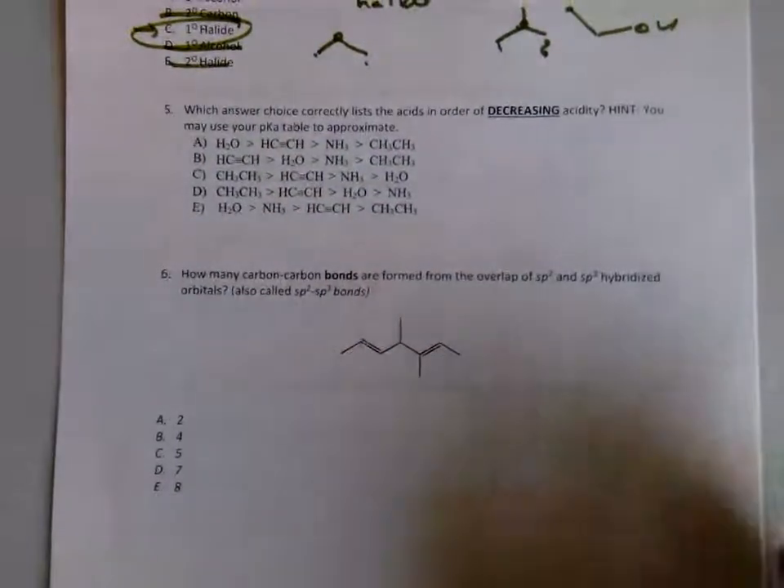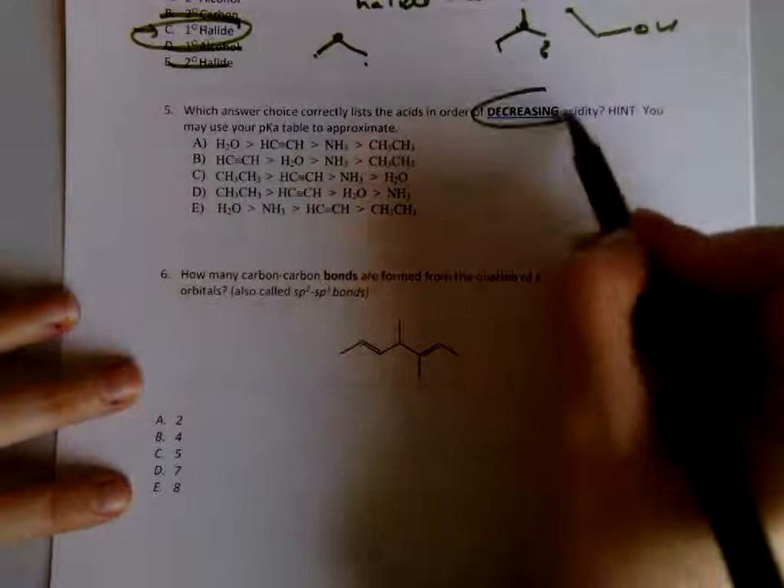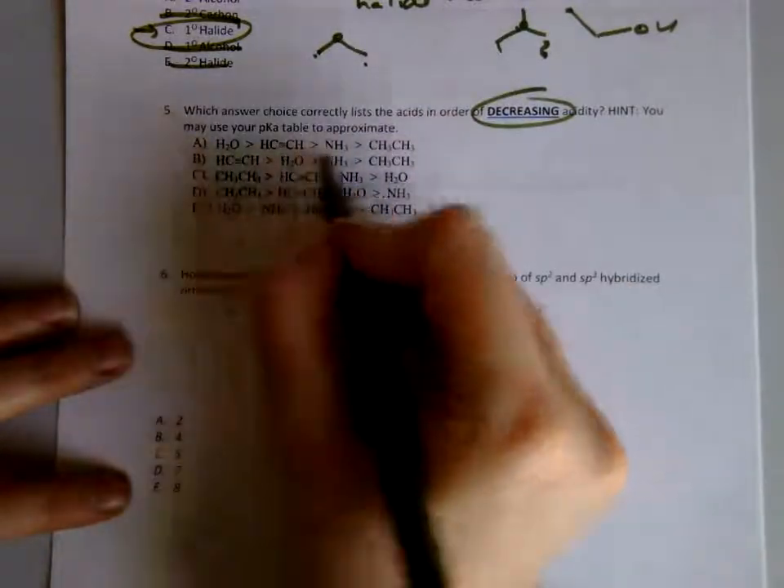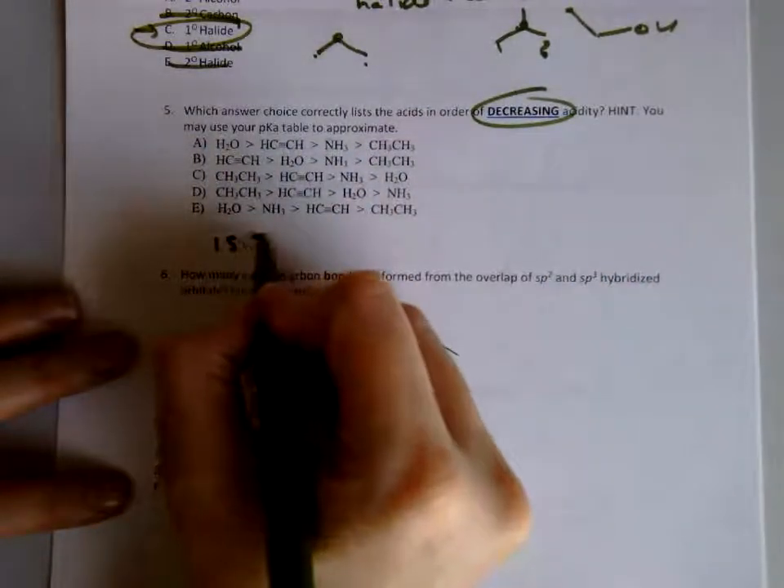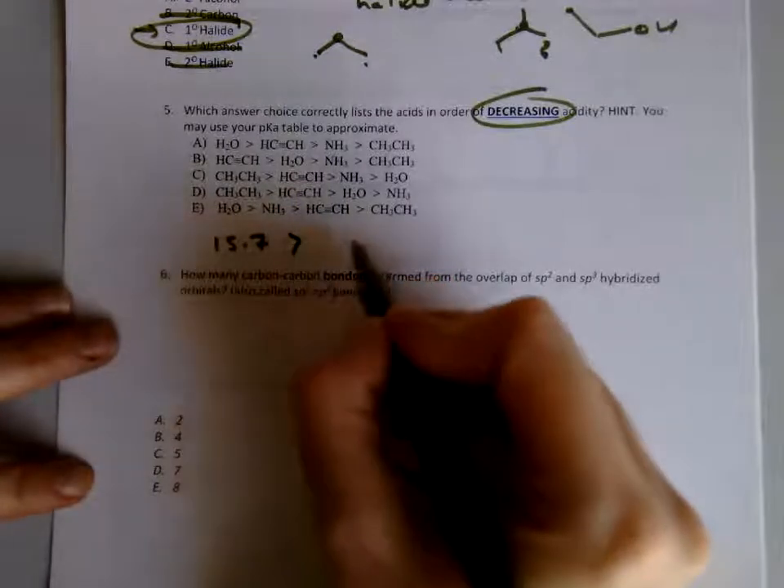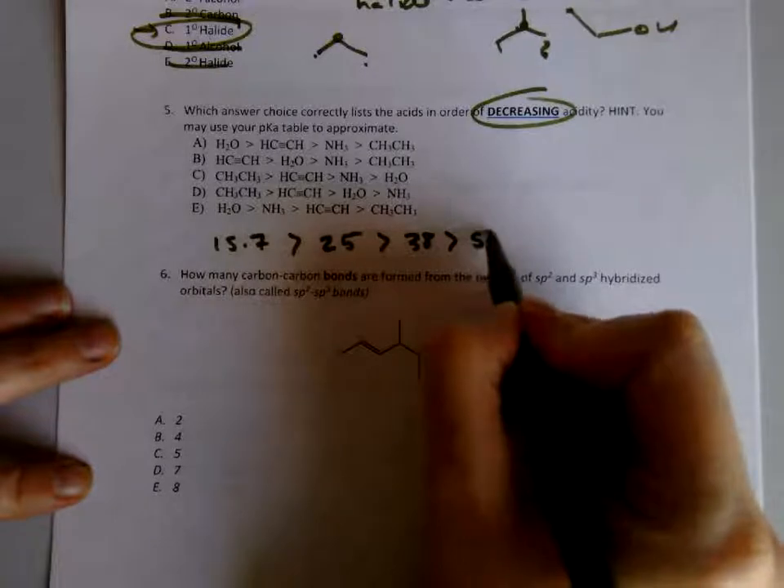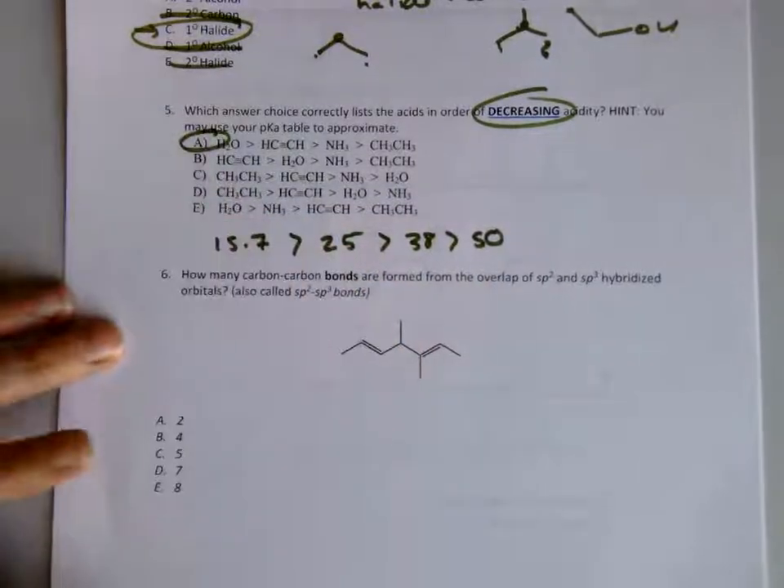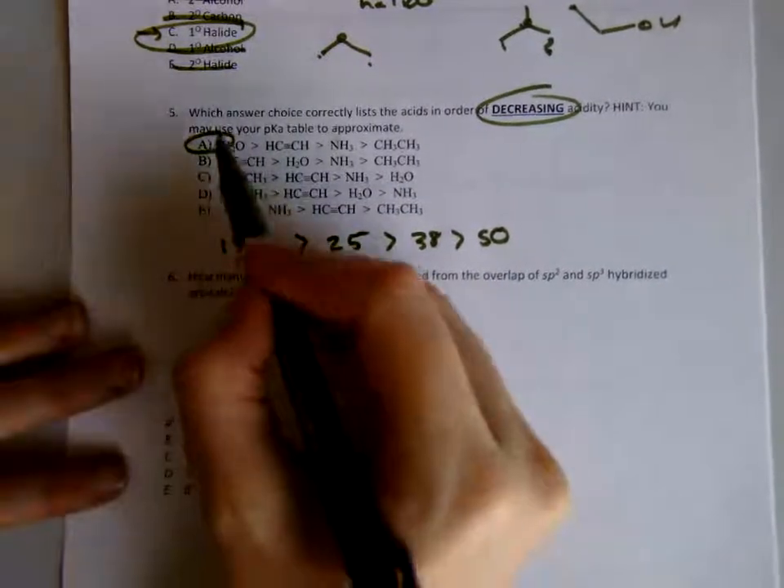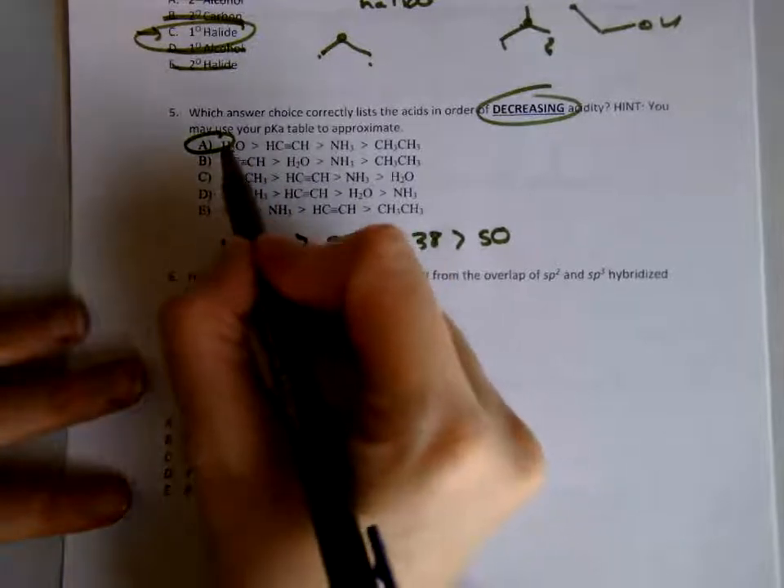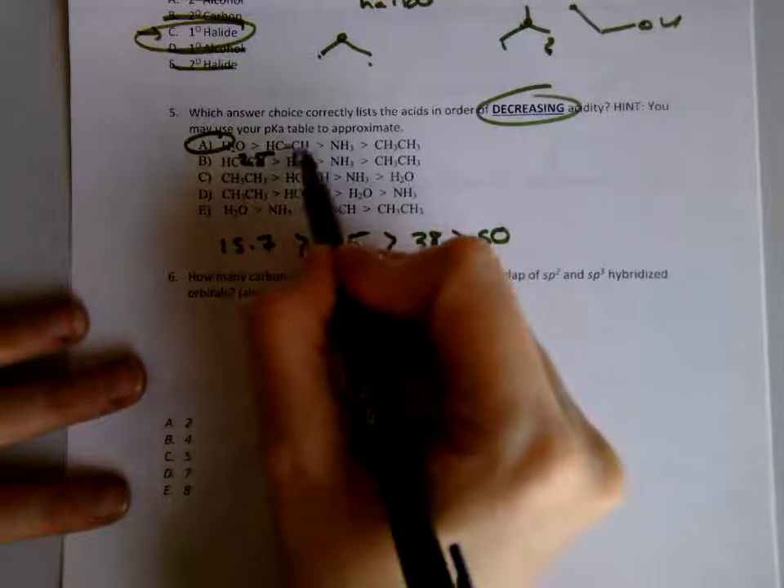Which answer choice correctly lists the acids in decreasing order? So I'm going to just start with A, and I'm going to say what the pKa of all these are: 15.7, 25, 38, and 50. That's already in order. Then, just to check myself, because I miss things a lot, 25 and 15.